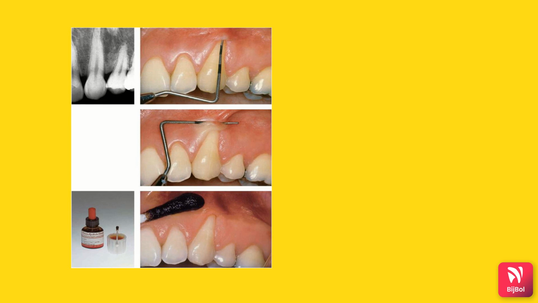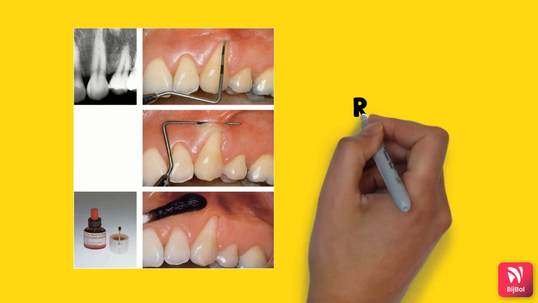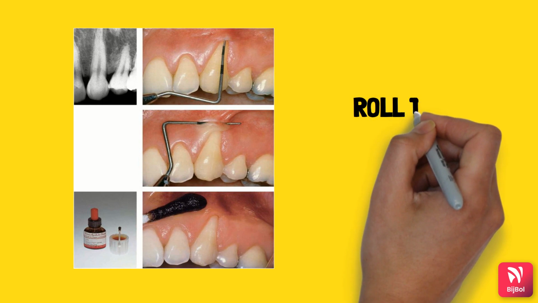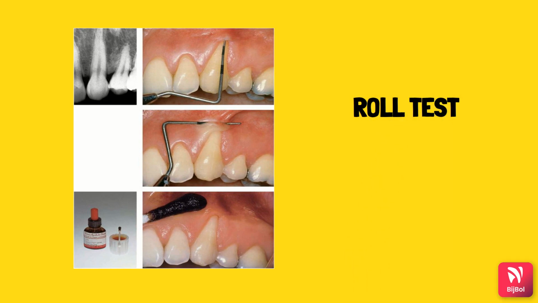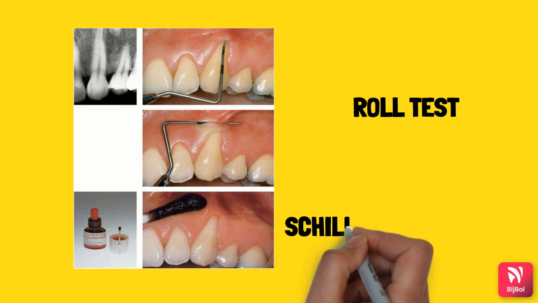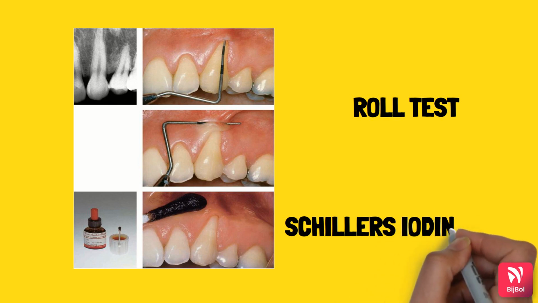Another test is the Schiller's iodine test. It is a staining method. In this case, the Schiller's iodine only stains the alveolar mucosa because of the high glycogen content in the alveolar mucosa, and it leaves the attached gingiva unstained. By this, we will be able to differentiate in between the attached gingiva and the alveolar mucosa. We will be able to locate the mucogingival junction by this staining method.